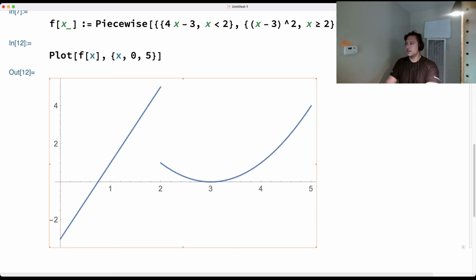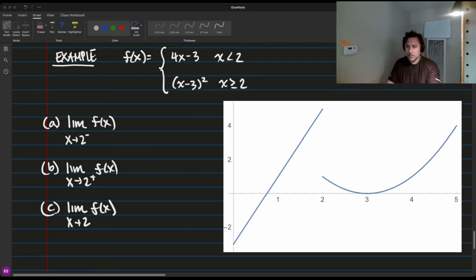Okay, so I'm going to copy the graphic, I'm going to paste it back in, and we're going to use it to help us. So bear with me for a moment while I copy it over.